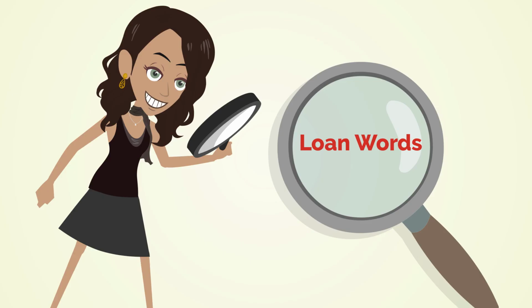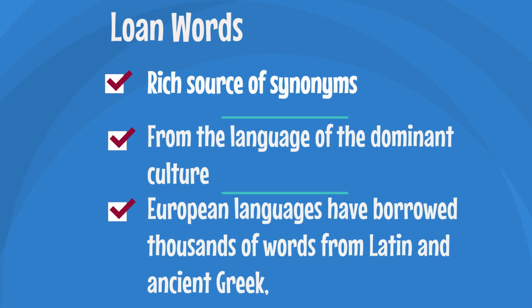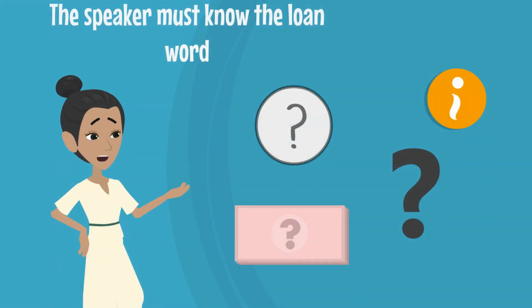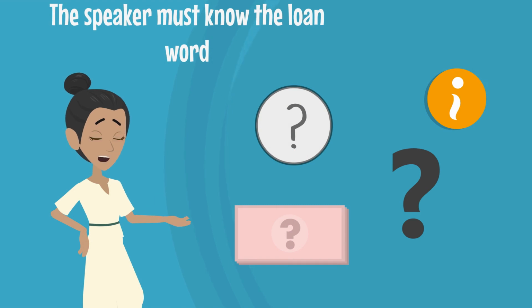Loanwords are another rich source of synonyms, often from the language of the dominant culture of a region. Thus, most European languages have borrowed thousands of words from Latin and ancient Greek, especially for technical, mathematical, scientific, and educational terms, but the native terms continue to be used in non-technical contexts. Loanwords are words created in one language that are not used in a different language. So to be able to discuss a topic, the individual speaker has to use the loanword.